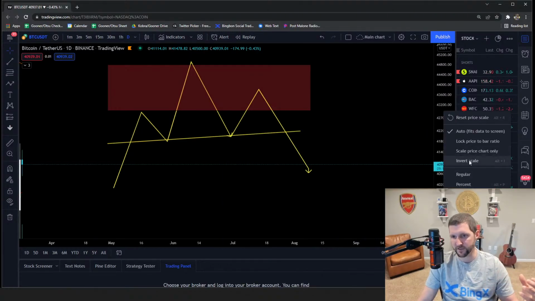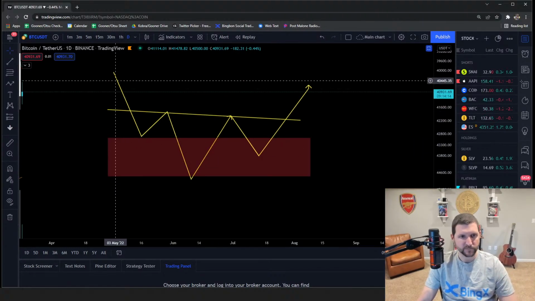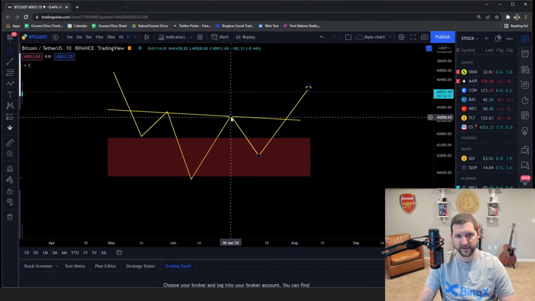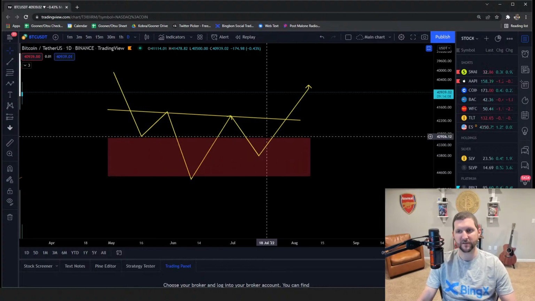Now, inversely, it's going to be the same for the opposite, okay? So you have your left shoulder, your head, and your right shoulder. You want it to be deeper, all right? Deeper than the left shoulder. For whatever reason, that is very much more likely to play out.